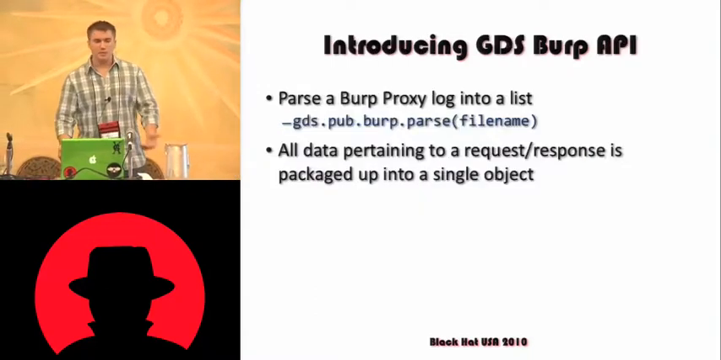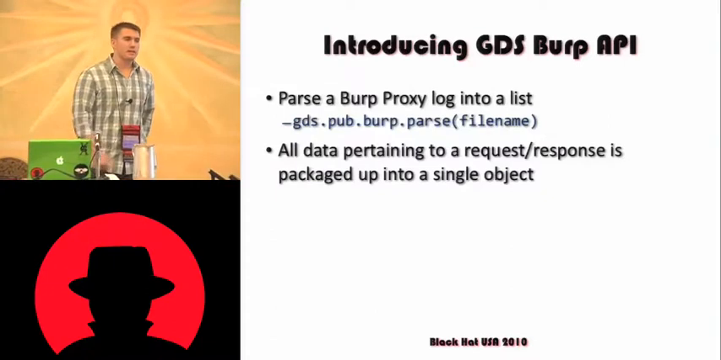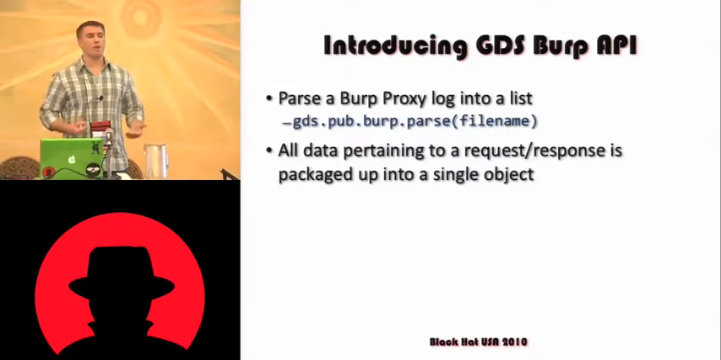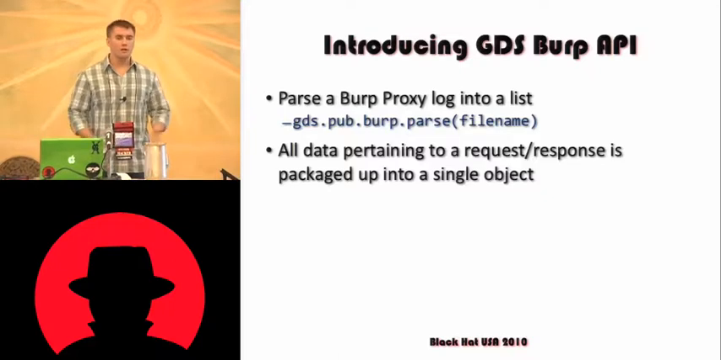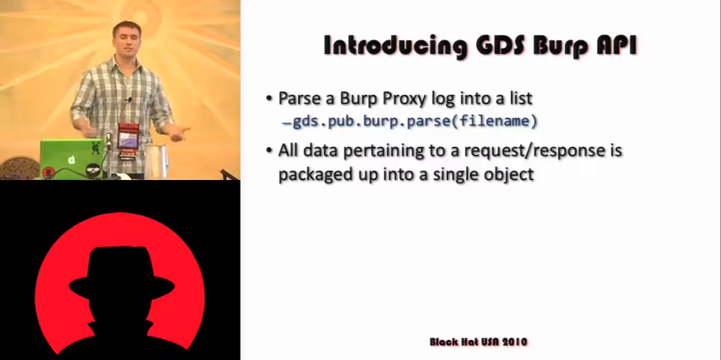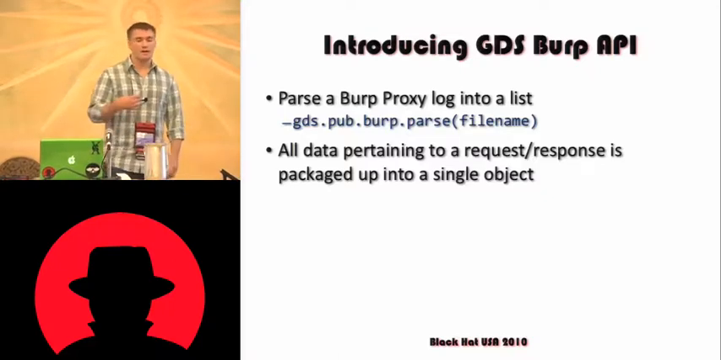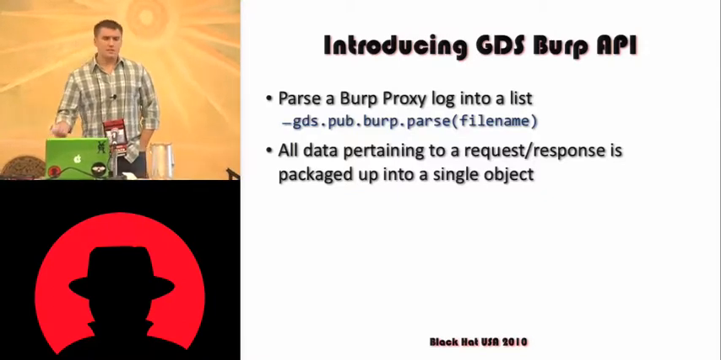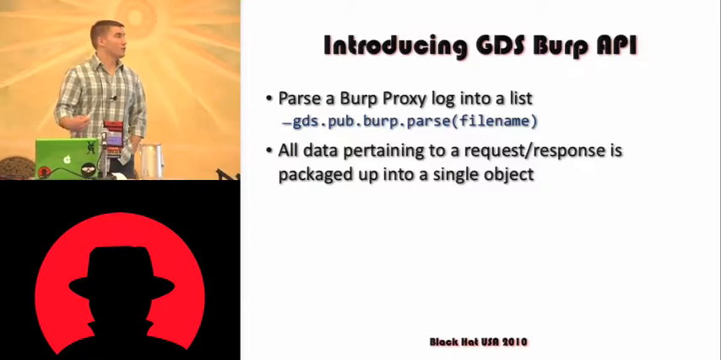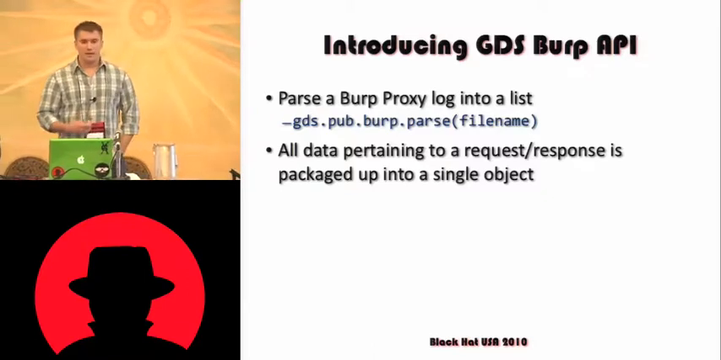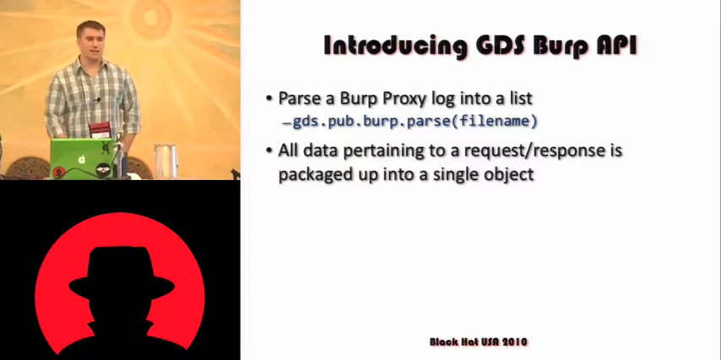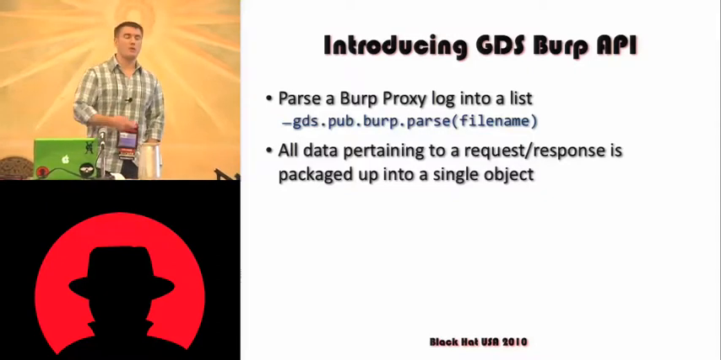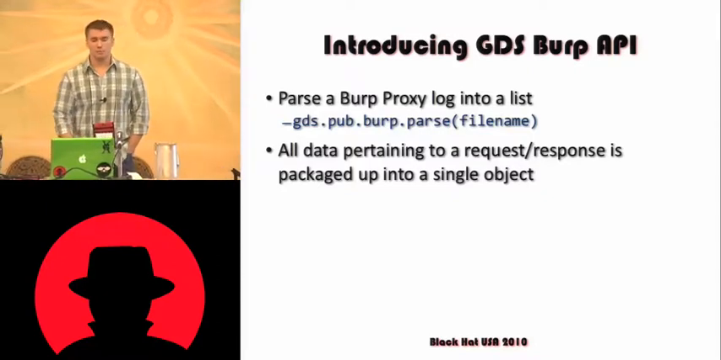So I wrote this API, I call it the GDS Burp API. Basically I go through and parse an entire Burp crawl log, or you could parse a spider log or any kind of log that Burp generated, and parse every request and response into a single object. Each Burp object contains the properties of the request and response, as well as some other metadata that Burp recorded.